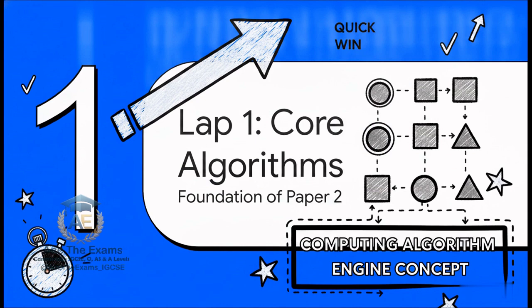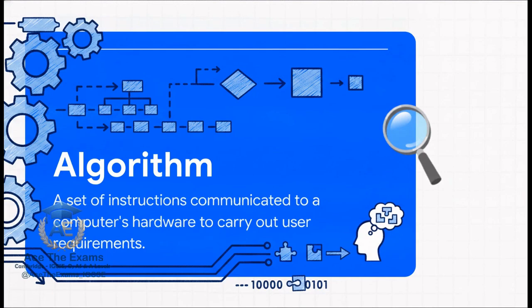All right, Lap 1, Core Computing Algorithms. We're going to fix that 0 immediately by upgrading your foundational engine, which is the computing algorithm concept. The crucial point here is that software relies on algorithms to essentially bridge the gap. They tell the physical hardware exactly how to solve a user's problem.